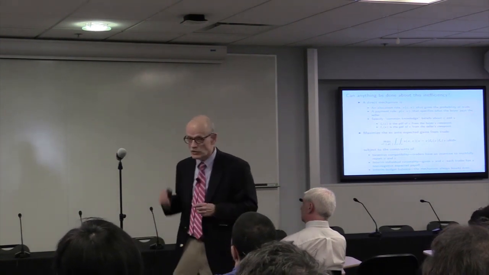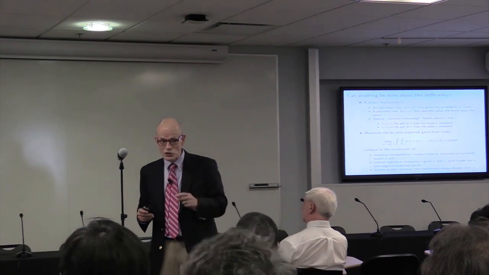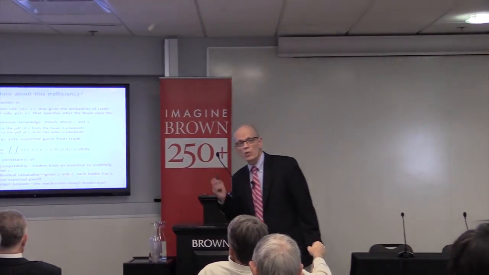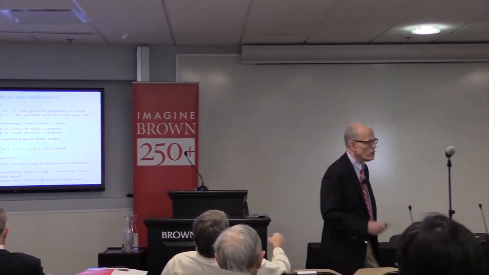But we specified that class. X is something from 0 to 1. P is just a number with no constraints on it. But we have to put some constraints on. One is incentive compatibility. The fact that if you report something, there isn't something that you would have liked to report. You can't do better by misreporting.